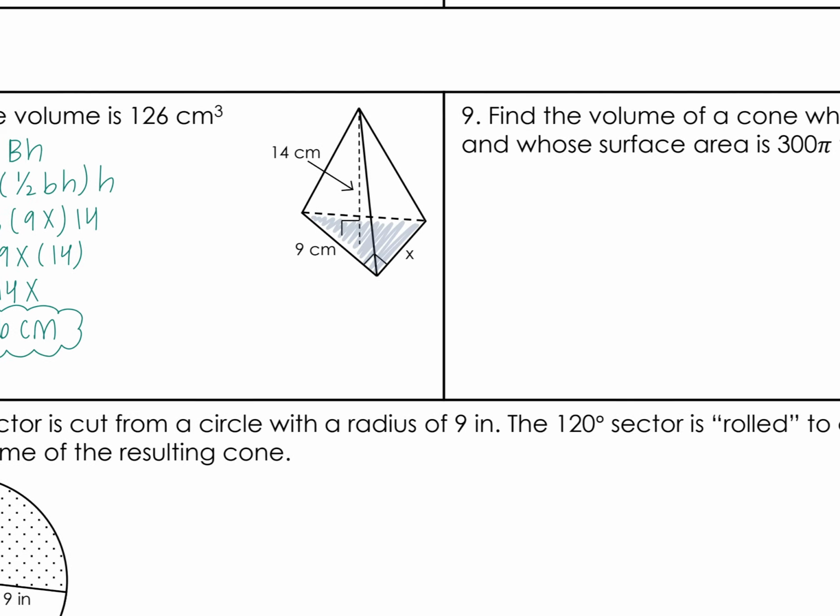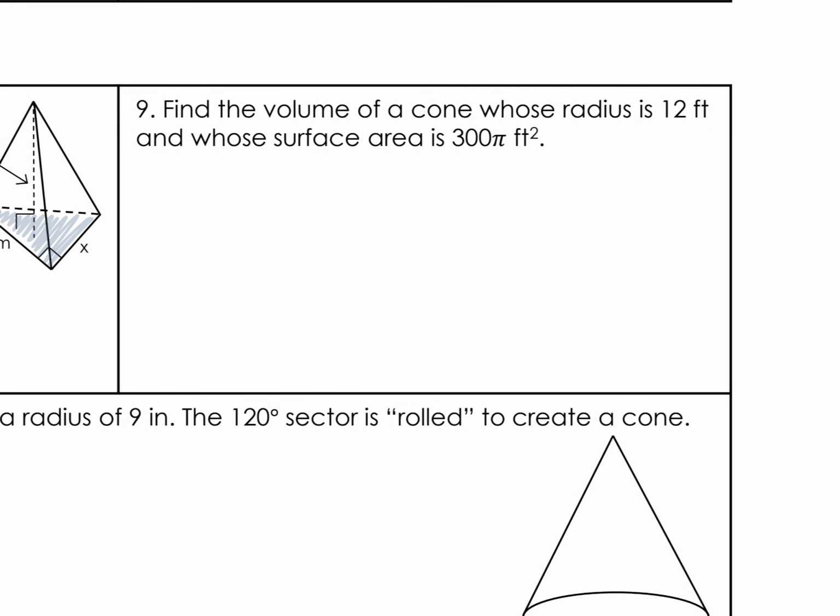All right, moving into number 9. For number 9 here, we have: find the volume of a cone whose radius is 12 feet and whose surface area is 300 pi feet squared. All right, so we have a cone. We are dealing with surface area, so that's where I'm going to start off.